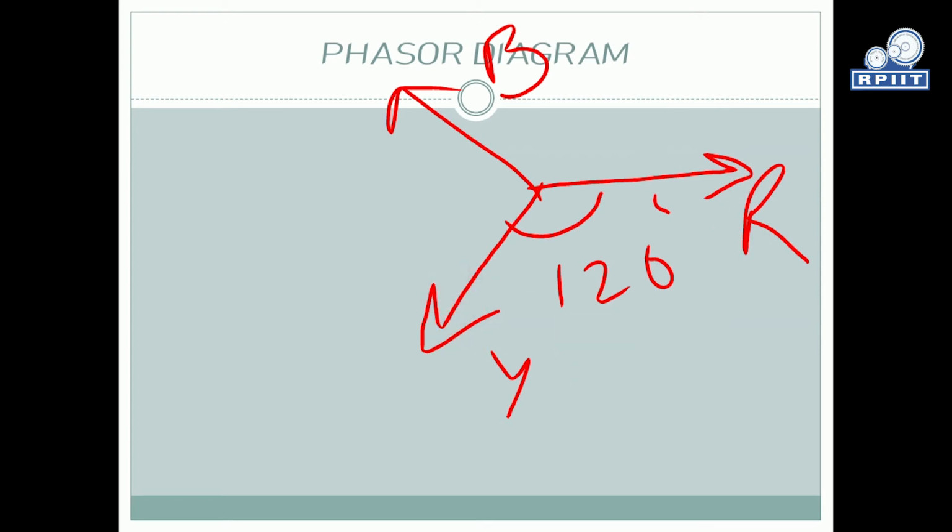And what is negative phase sequence? Negative phase sequence is, for example, RBY or BYR or YRB. This is called negative phase sequence, which is not in sequence.